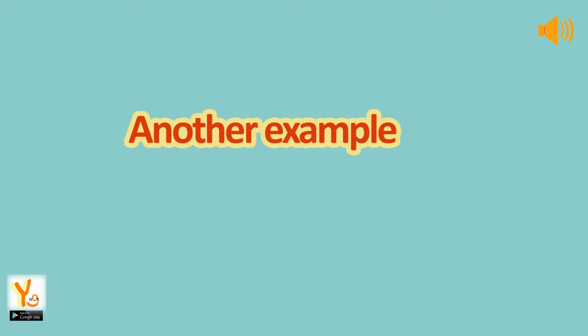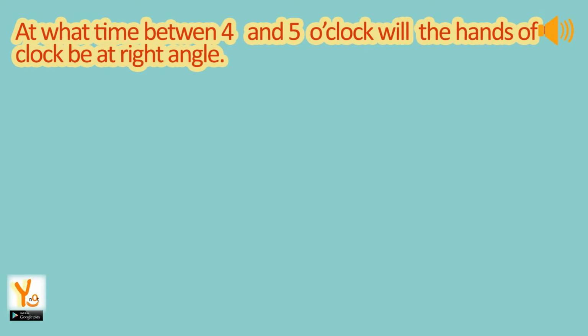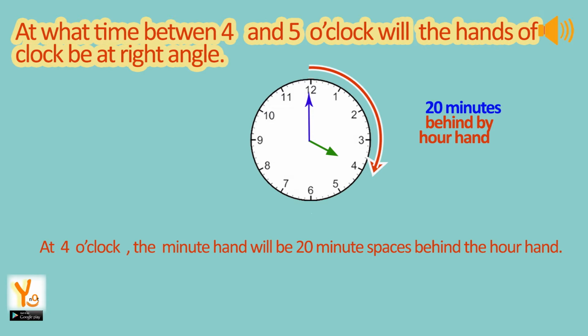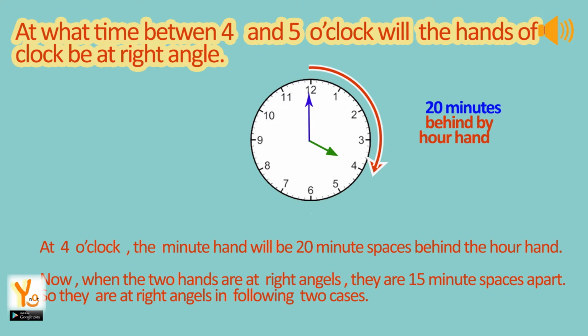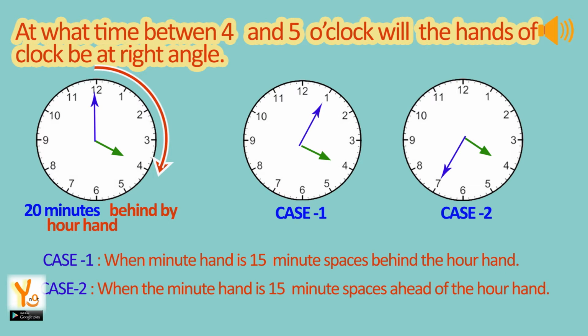Another example. At what time between 4 and 5 o'clock will the hands of the clock be at right angle? At 4 o'clock, the minute hand will be 20-minute spaces behind the hour hand. Now, when two hands are at right angle, they are 15-minute spaces apart. So they are at right angles in the following two cases. Case 1: when the minute hand is 15-minute spaces behind the hour hand. Case 2: when the minute hand is 15-minute spaces ahead of the hour hand.